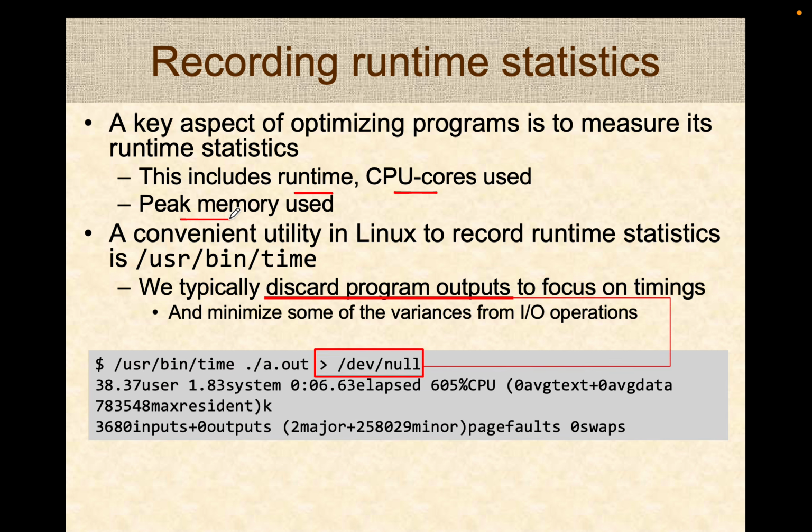Linux provides a convenient utility to record and report runtime statistics, which is /usr/bin/time. And when we work with /usr/bin/time, we will typically discard the program outputs, particularly if the outputs are large, so that we can focus on the timing data that /usr/bin/time prints, and of course minimize some of the variances in the timing that can arise from input-output operations.